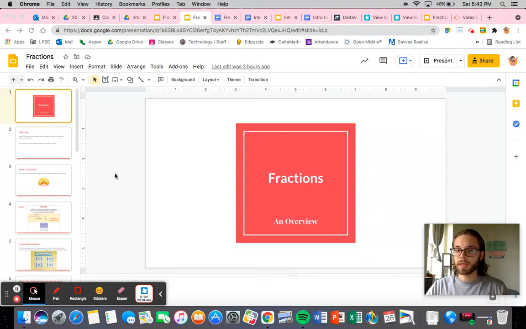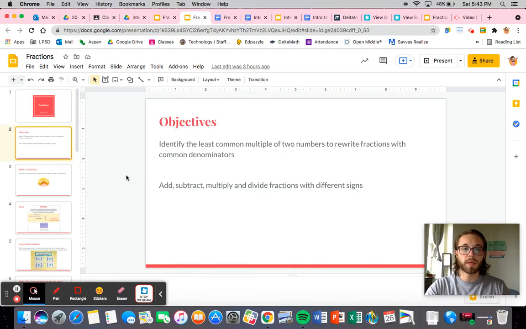Hi everyone, just wanted to take a moment to talk a little bit about fractions and some of the operations involved with them. Our goal for today is to identify least common multiples, to rewrite fractions with common denominators, which will be needed to then add and subtract fractions. Multiplying and dividing don't necessarily use that, but they're all interrelated.